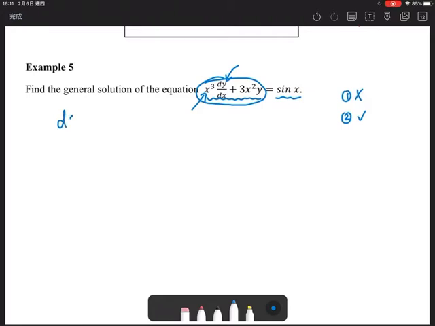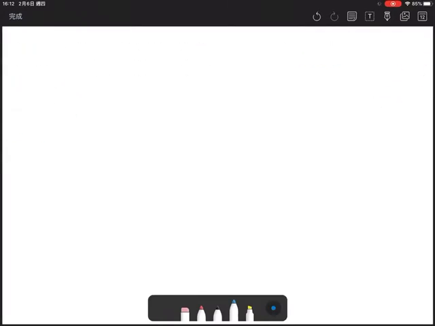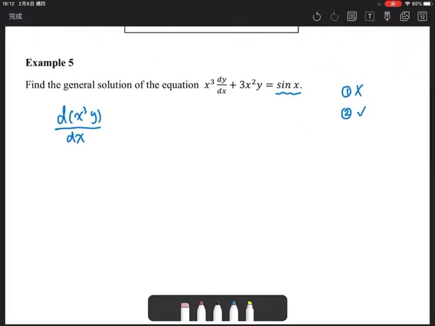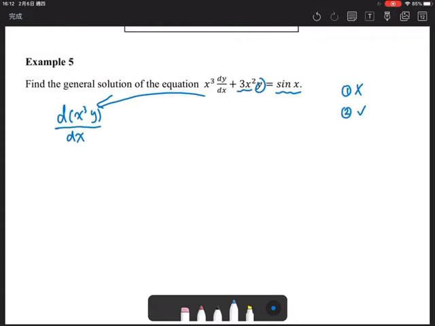So let's try. d of x cubed times y by dx. Okay, so you may also check it again. Firstly we keep x cubed, and then dy, it will be dy by dx, and then keep y, and then d of x cubed, it will be 3x squared. So the left hand side can be written as the derivative of a product.